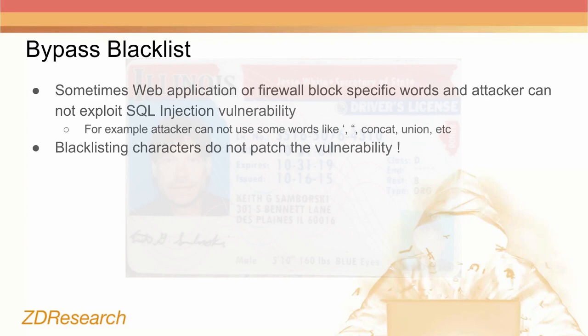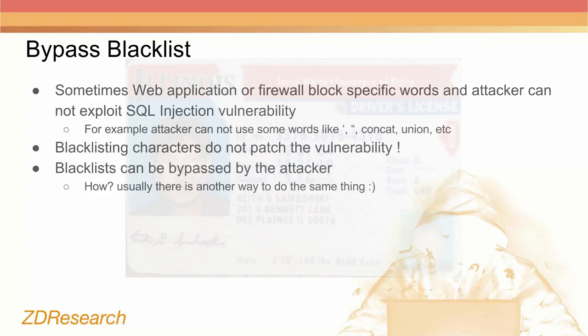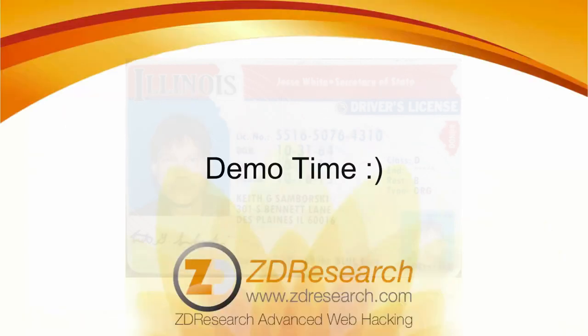It's not a patch of the vulnerability, it's a black box thing. It doesn't know what the vulnerability is and where in the application it is. It just tries to not let you use a certain set of words or a certain set of behaviors. They can generally be bypassed by the attacker because there's usually another way to do the same thing. And with SQL being a huge language with a lot of support, we can almost always find another way to do the same thing. Let's see a demo.